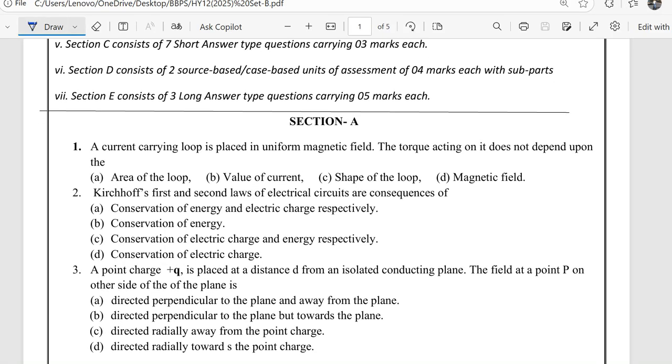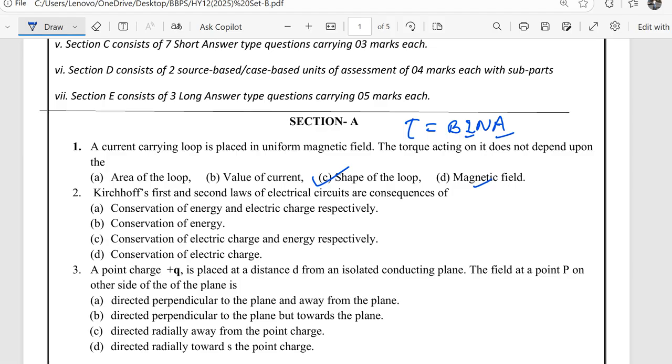A current carrying loop is placed in a uniform magnetic field. The torque acting on it does not depend upon the... So the expression for the torque experienced by a current carrying coil, you know from the moving coil galvanometer, the formula is B I N A sine theta or cos theta, whatever it is. Area of loop, yes, it depends. Value of current, it depends. Shape of the loop, no, it does not depend. So option C is correct over here.